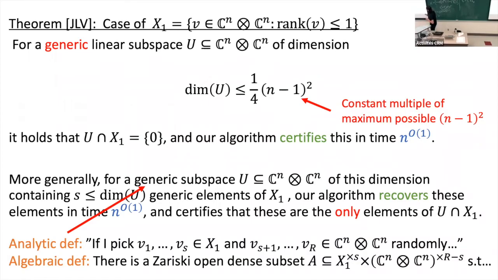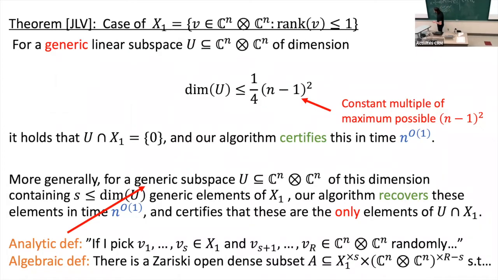What I mean is that someone out there picks S. S can be arbitrary. You should think of S as either being 0, so you're certifying at 0, or equal to the full dimension of U, so U has a basis of elements of x1. And so on the left-hand side, we're in the certify entanglement setting, and the right-hand side, we're in the finding tensor decomposition setting. And in the middle, we can do it, but I don't know how useful it is.